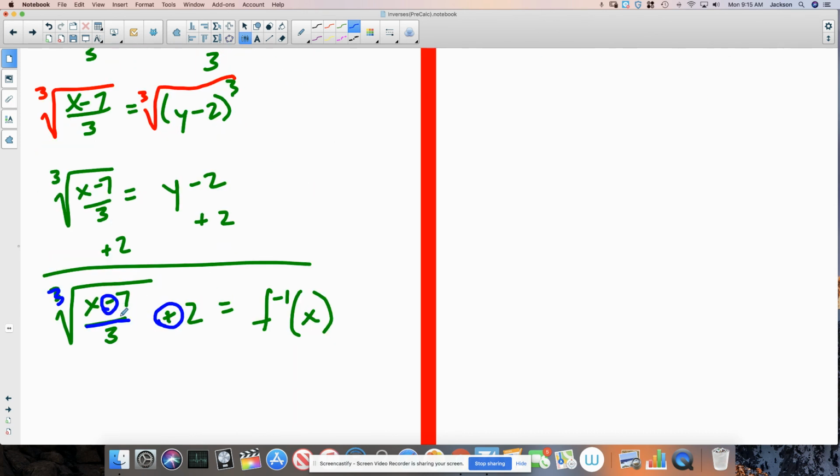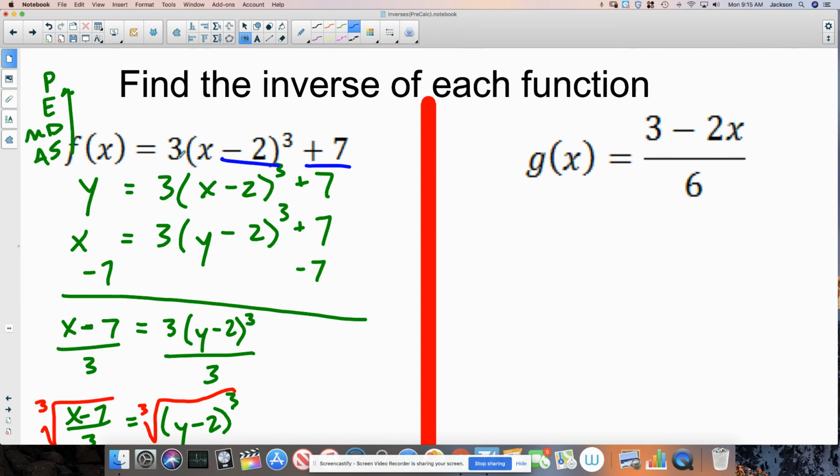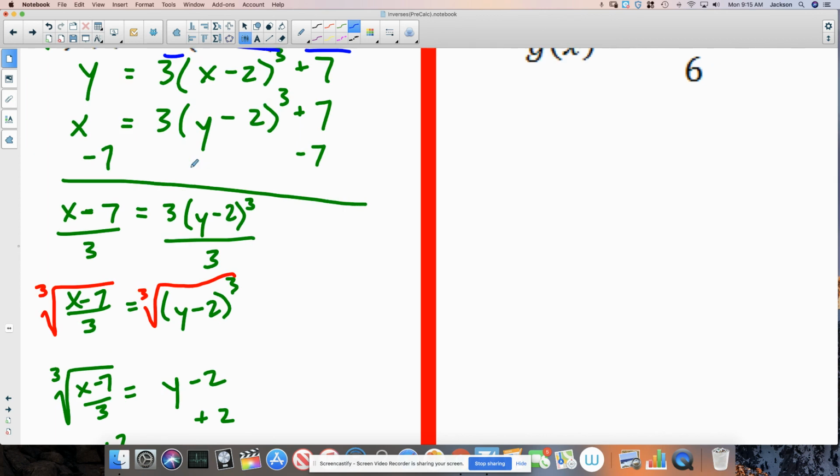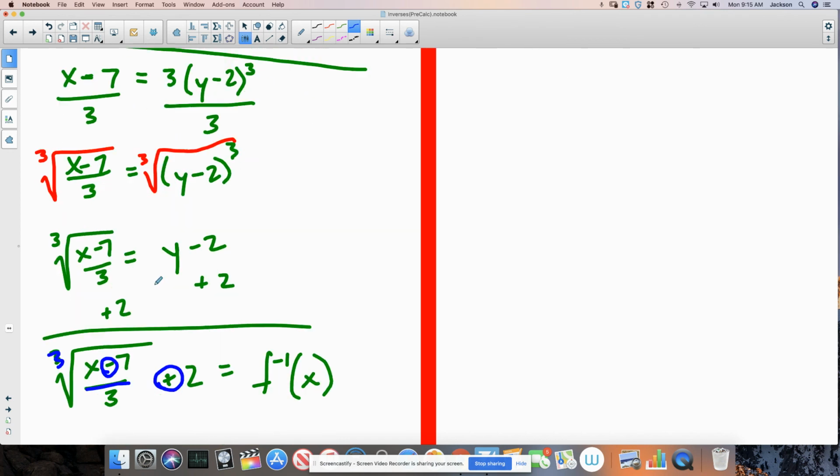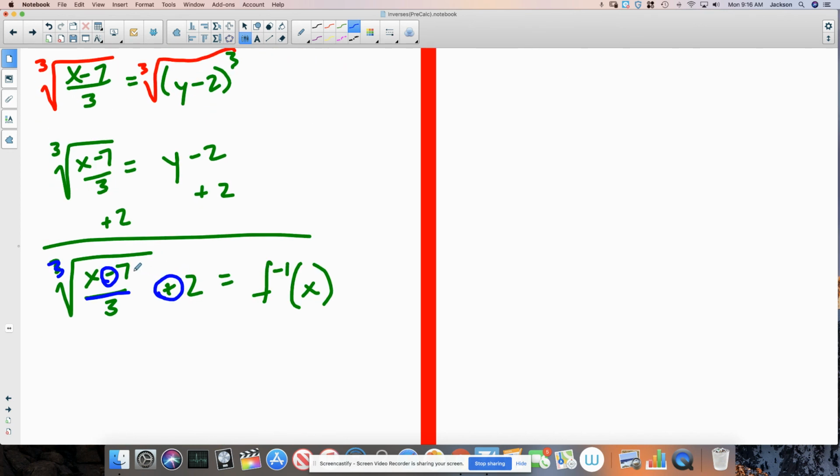Down here we have dividing by 3. In the original function we had multiplying by 3. And we have a cube root. In the original function I was cubing something. So all of these operations that were in the original function, I have their inverse operations down here in the inverse function. It's important to check that when you're done.